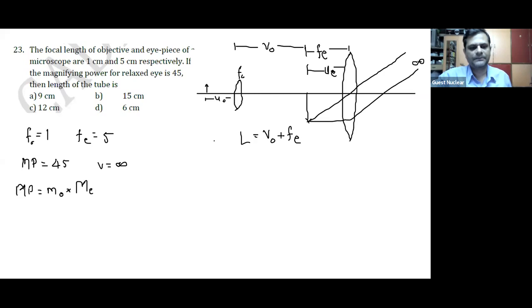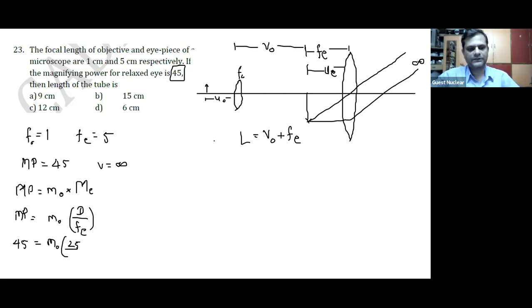So eyepiece का magnifying power, how much it must be? It should be D upon UE, मतलब FE, क्योंकि फाइनल इमेज इज फॉर्म्ड एट इंफिनिटी, राइट? तो ये और MO जो है वो हमको पता नहीं, बट MP दिया हुआ है, ओवरऑल मैग्नीफाइंग पावर दिया हुआ है. So just let us put this overall magnifying power 45 as this one here. 45 is equal to MO, we don't know, and D is already 25, we know that it is already, and FE is already given here, which is 5 in this way.